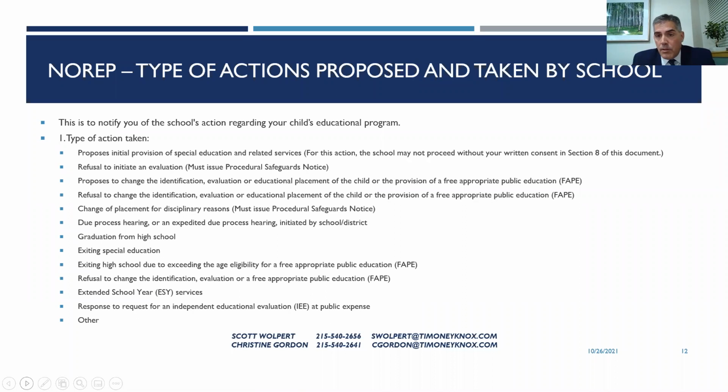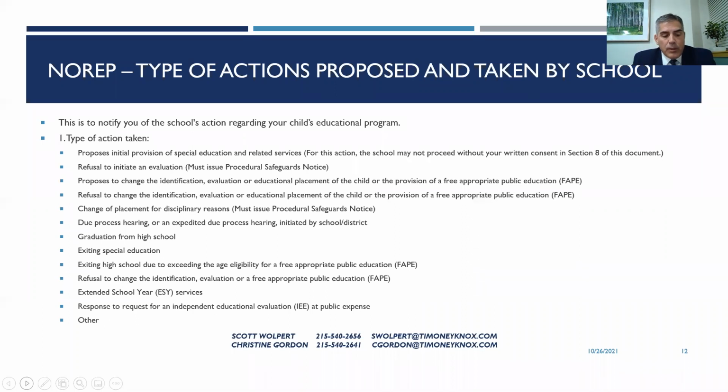So if there's initial evaluation and initial eligibility, the school can't provide special education unless you consent to that. And the way you consent to that is through a NORP. You check that you approve. If you do not approve, the school cannot go forward and provide special education.